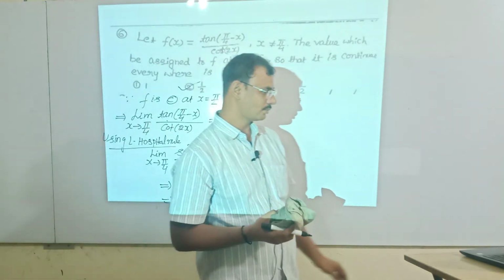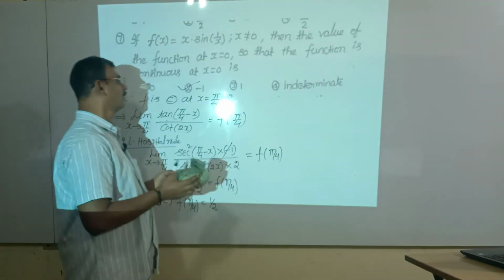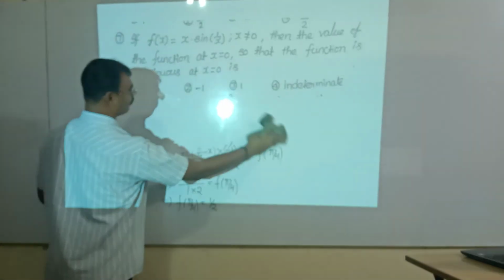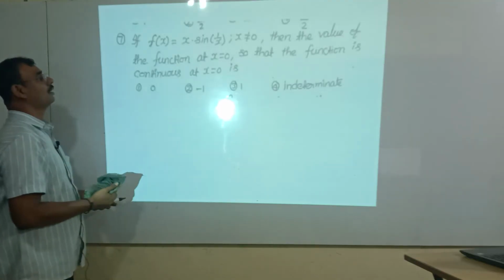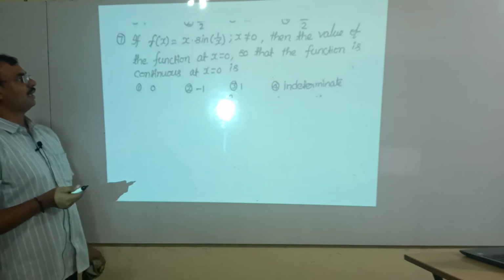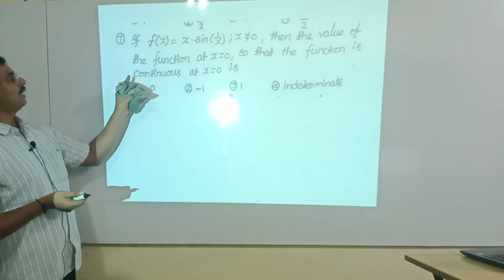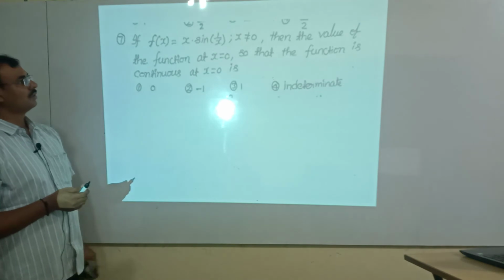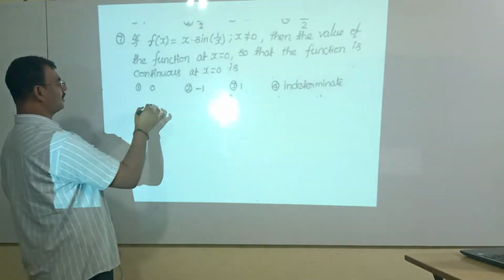Next question. See the problem number 7. What is the seventh question? If f of x is equal to x into sine of 1 divided by x, where x is not equal to 0, then the value of the function at x equal to 0, so that the function is continuous at x equal to 0. So here also function is continuous.